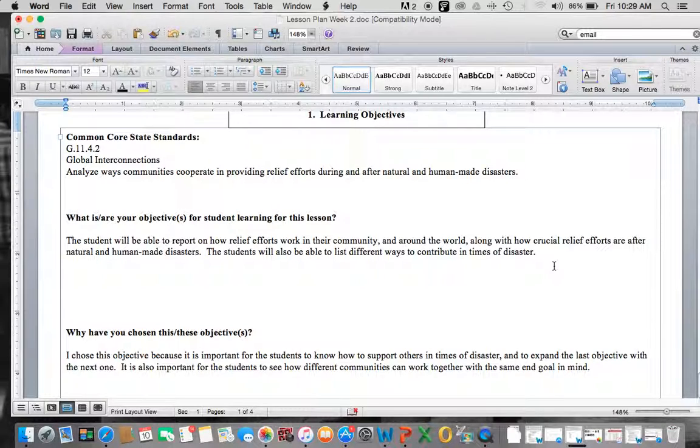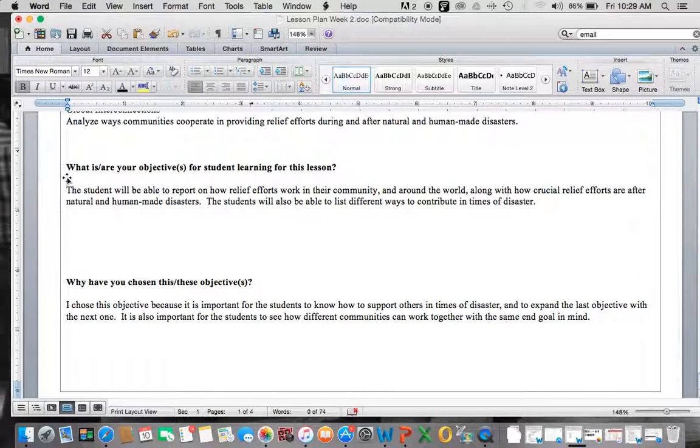Common Core State Standards. The Common Core State Standard that I will be using is G1142. This stands for Geography, Content Standard 11, 4th grade, Strand 2. This falls under the heading of Global Interconnections, and the standard says, analyze ways communities cooperate in providing relief efforts during and after natural and human-made disasters.